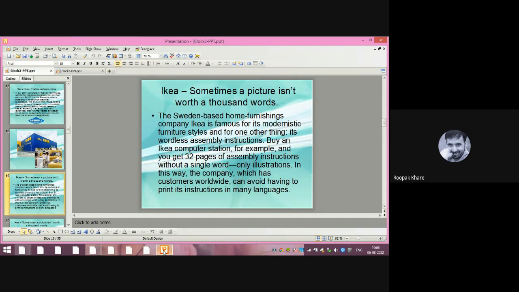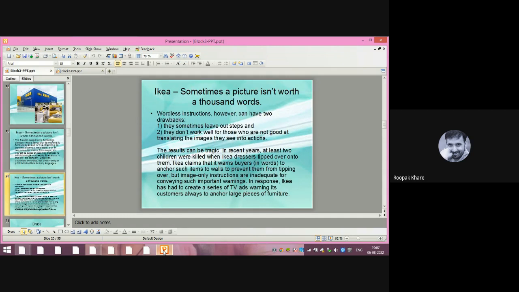Why? In this way, the company, which has customers worldwide, can avoid having instructions printed in many languages. These people were avoiding getting their instructions translated into a lot of languages, since they were working in a lot of countries and cities. They wanted to avoid getting it printed in so many languages, so they found it easier to use pictures. People will see the pictures and use them. They were saving on written communication.